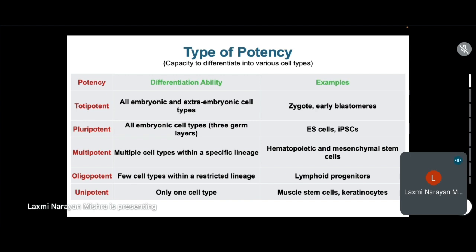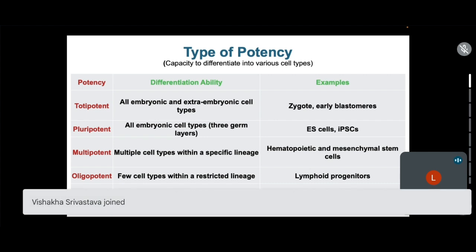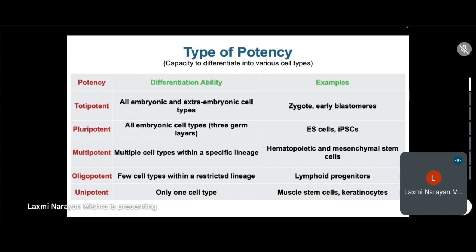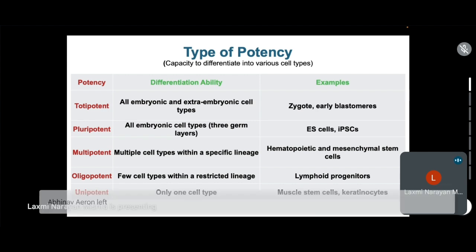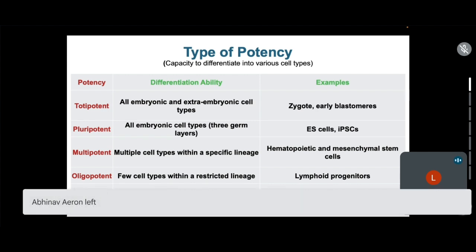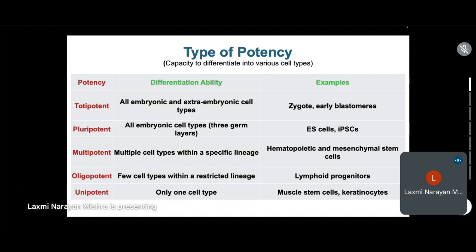Then we go to pluripotent. Pluripotent is everything but extra embryonic cell types, so all three germ layers only, and the examples are embryonic stem cells and induced pluripotent stem cells, which we will discuss in a few minutes. There is also multipotent. Multi means many, so multiple types within a specific lineage. For example, hematopoietic and mesenchymal stem cells.